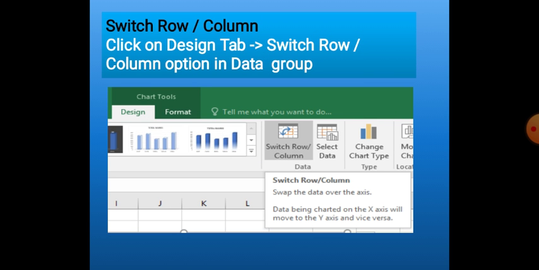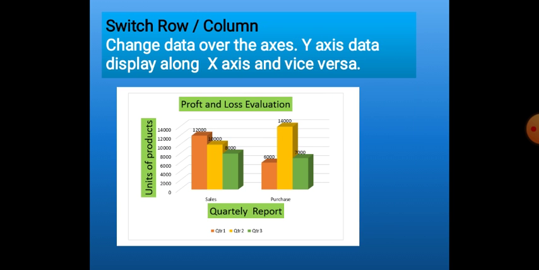Now if we use Switch Row/Column, what happens? For that, first of all we have to click on the Design tab, and in the Data group we will click on the Switch Row/Column option. It changes the data over the axis. Y-axis data is displayed along the x-axis and x-axis data is displayed along the y-axis.